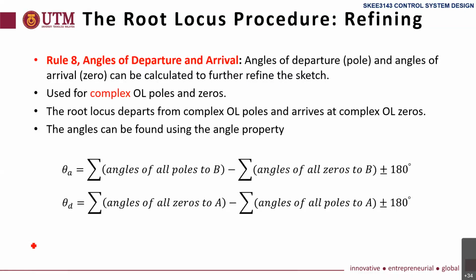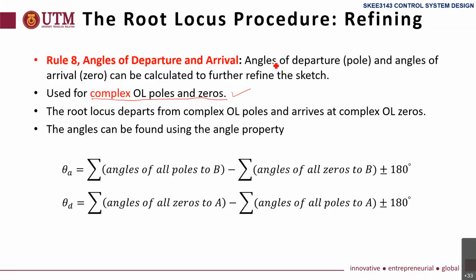Rule number 8 is applicable if we have complex open loop poles, or zeros, or both. That means if we have an open loop pole, or an open loop zero, or both, then we have angle of departure and angle of arrival. That means not all root locus we can use rule number 8. It is applicable only under these cases.